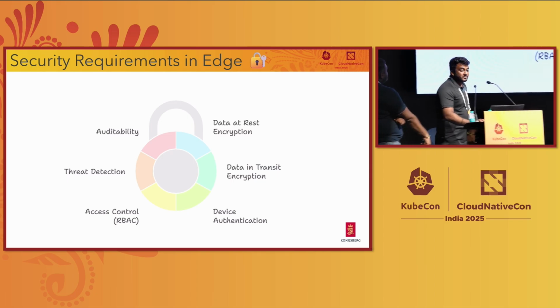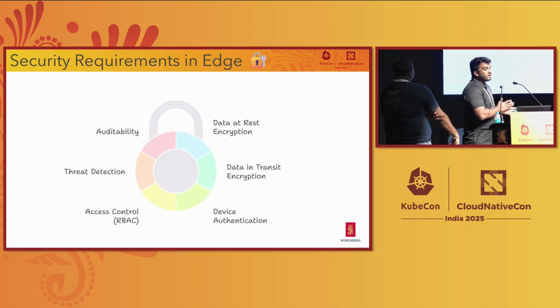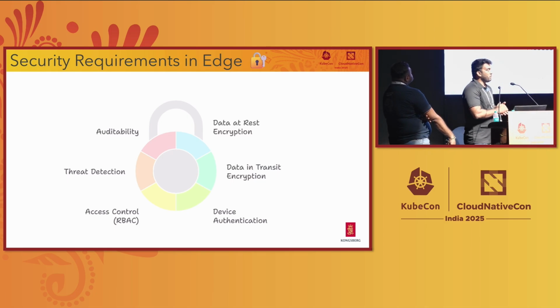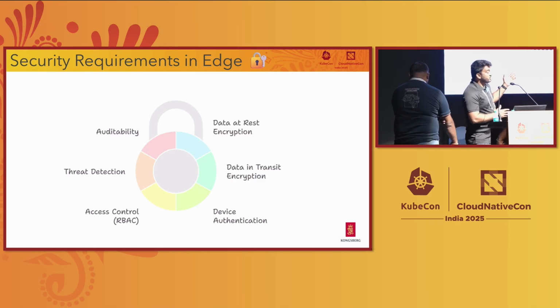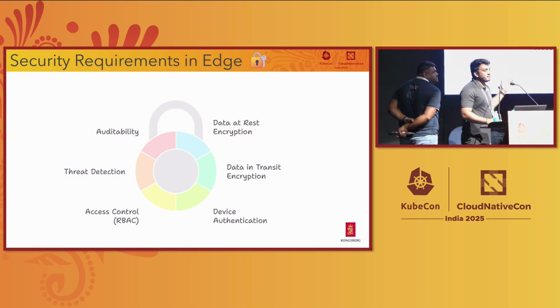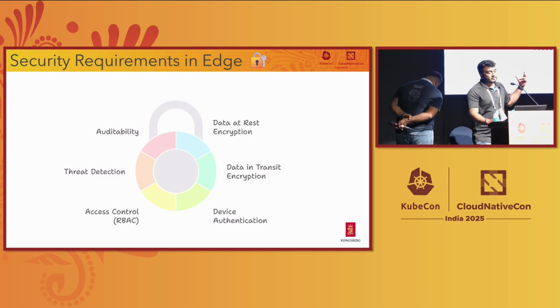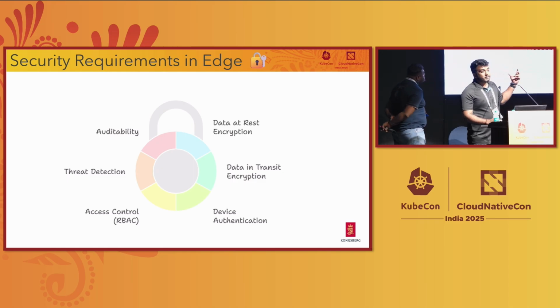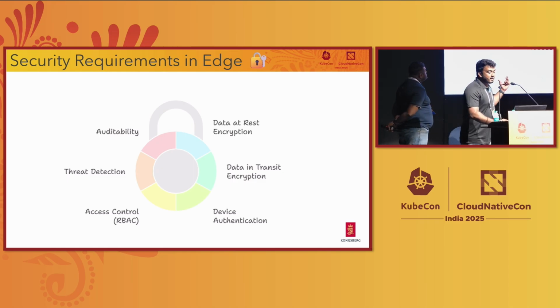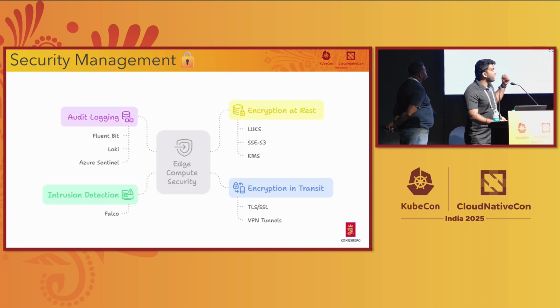Yeah, thanks, Naveen, for that. So now comes the security requirements in Edge. First and foremost, we have to encrypt all the data, both at rest and in transit, and we need to authenticate and authorize requests, and we need real-time threat detection, and we also need auditability. So how did we tackle all the security requirements?